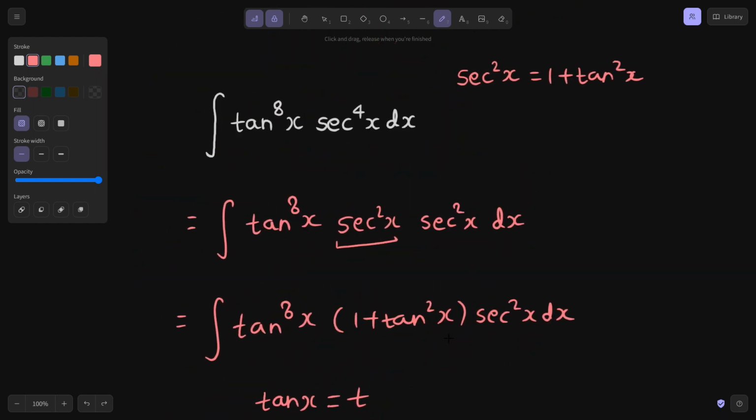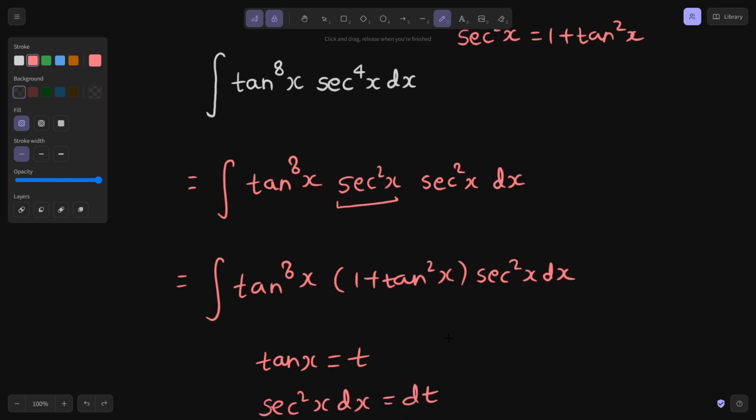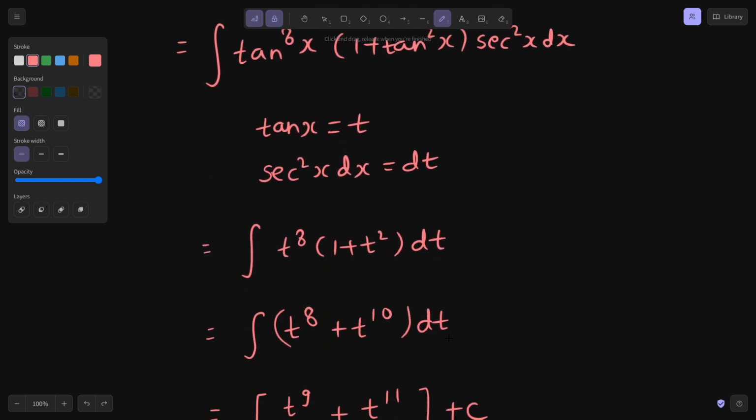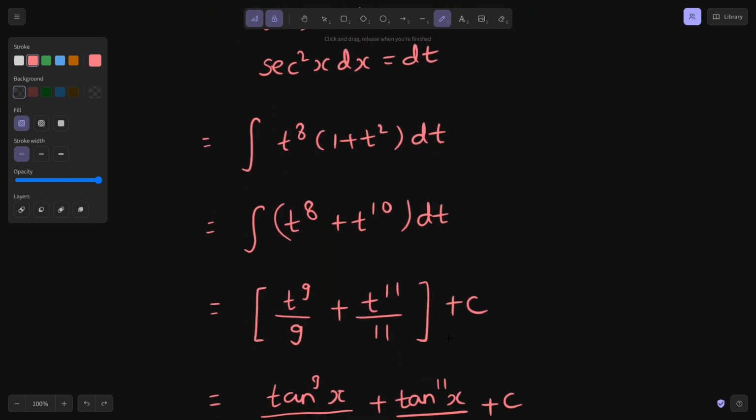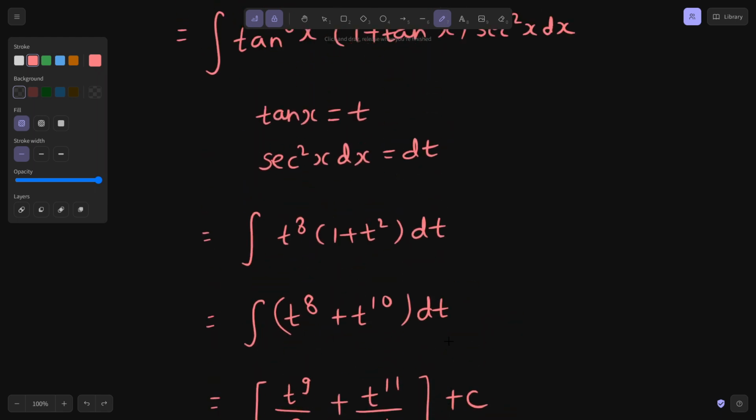So again, not that difficult. Only thing you have to keep in mind is that if you have any function of tan, you need secant square x in the picture. So I generated secant square x out of secant power 4. One extra secant square was there, which I can always write as 1 plus tan square x, and I move forward with the substitution tan x as t, and this was not at all difficult afterwards.